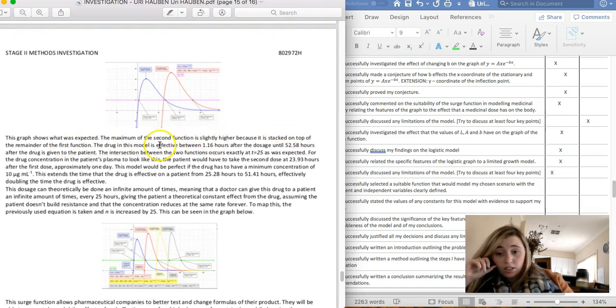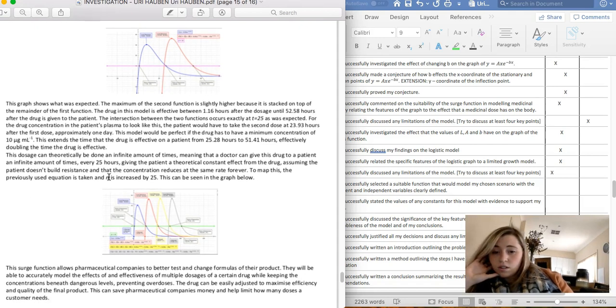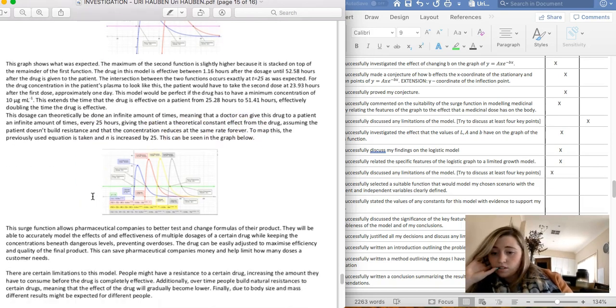Yep, the drug is modelled well. That's good. Perfect for the drug. I like that, assuming that the patient does not build resistance and that the concentration reduces at the same rate forever. Yep, so I think that's good.